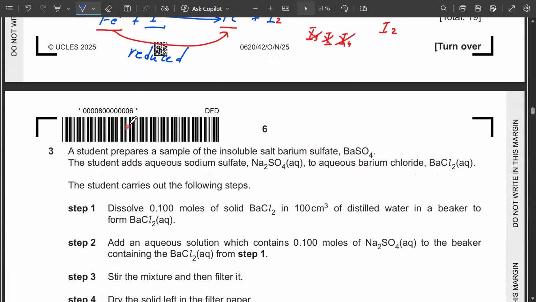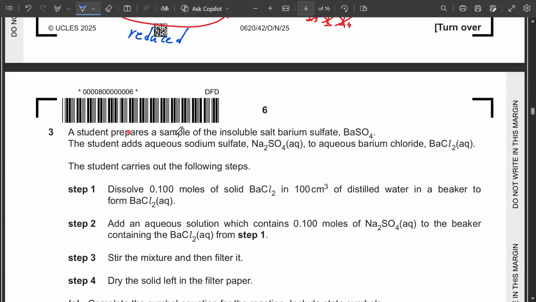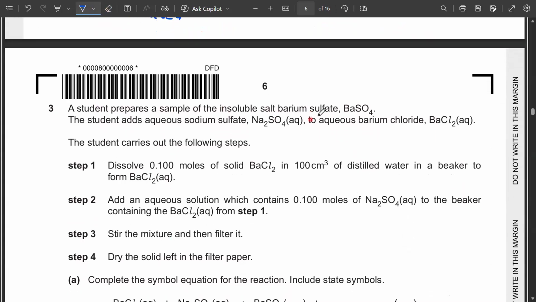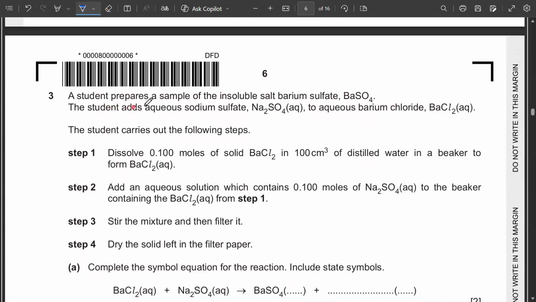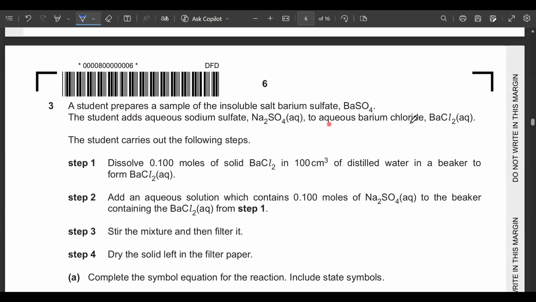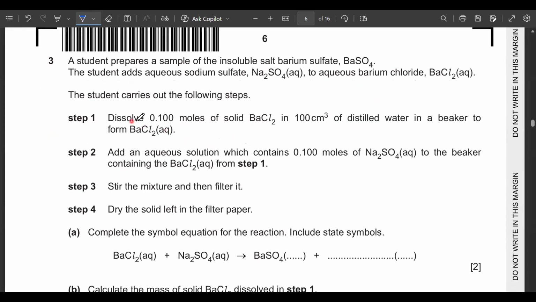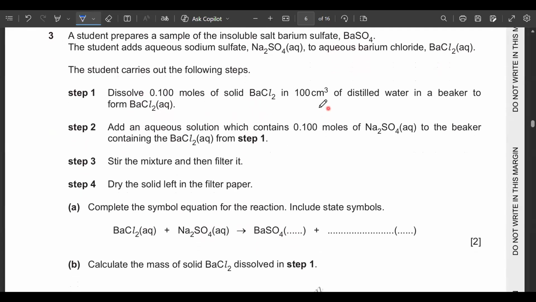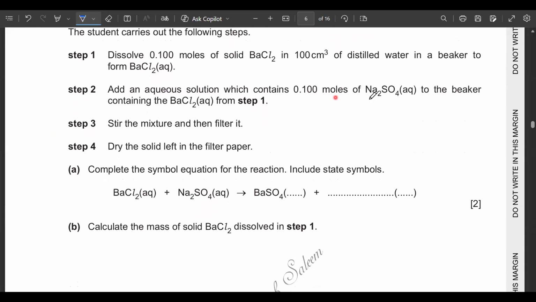Now, question number 3. A student prepares a sample of the insoluble barium sulfate. The student adds aqueous sodium sulfate to aqueous barium chloride. The student carries out the following steps. Dissolve 0.1 mole of barium chloride in 100 cm³ distilled water. Add an aqueous solution containing 0.1 moles sodium sulfate to the beaker containing barium chloride. From step 1, stir the mixture, filter it, dry the solid, and collect it.